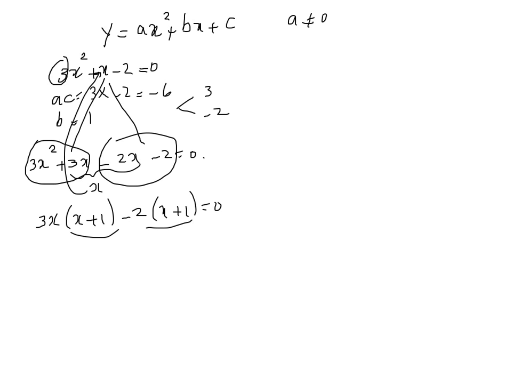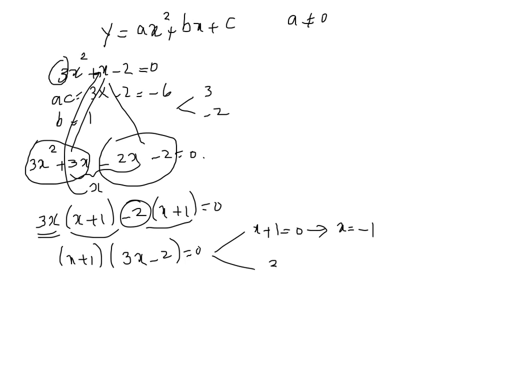Now, these two terms have x plus 1 in common, so I can factor it out. I get 3x from this, and negative 2 from here, equal to 0. As I mentioned in class, when the product of two numbers is 0, either one or both of them have to be 0. So from here, x plus 1 is equal to 0, so x is -1. Or 3x minus 2 is equal to 0, so x is 2 over 3. If you look back at the solution that we had before, you can see that the roots are exactly the same.